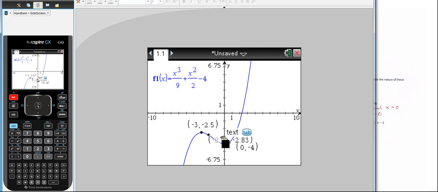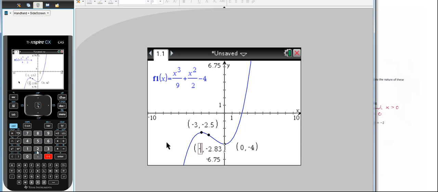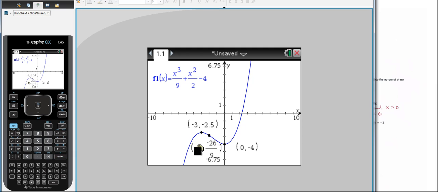Now let's move this down here, so I can click on the x coordinate, which is minus 2.09. I want it to be exactly minus 2, so I click once to select it, click twice, and now I can delete and type minus 2, press enter, and then we see that the y coordinate is going to be minus 26 over 9. Let's move this up here.